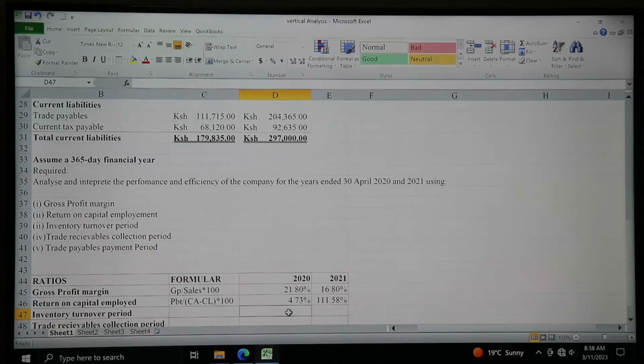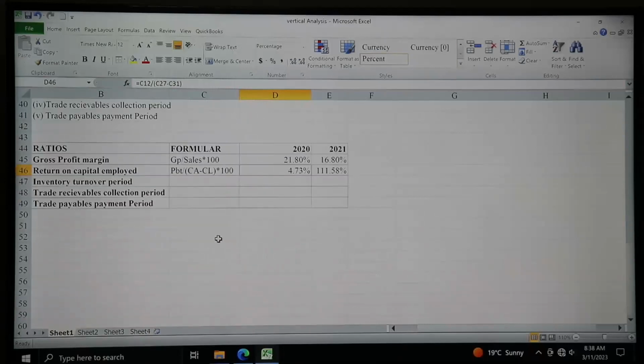Okay, that I get. That one I agree with you, it is supposed to be the total assets, because you are looking for the capital. When we talk of capital, we say assets minus liabilities. So meaning you need to change your formula here. Say assets minus liabilities, then multiply by 100. Then once you get this, you're supposed to copy the formula to the right to get the other percentage.